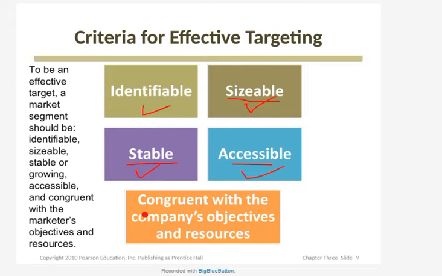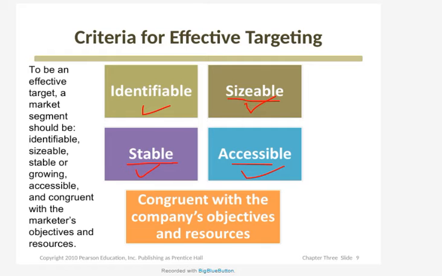The last one is to be congruent with the company's objectives and resources. I can provide them what they want. The products I will offer, I must be able to provide them, and they must be suitable and in line with my objectives and resources. I shouldn't choose a segment that wants things I can't offer or that don't match my values. It must be congruent with the objectives of the company and its resources.